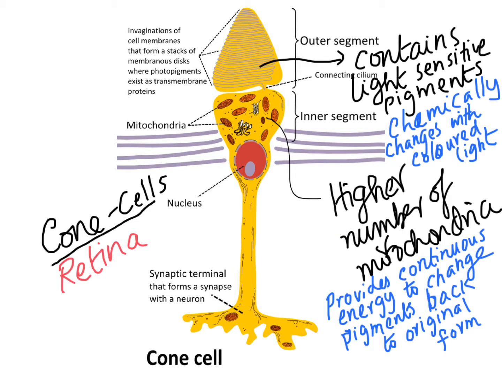We also have a higher number of mitochondria in this area to provide continuous energy to change the pigments back to their original form. So this changes chemically, and this section provides the energy to keep changing it back to its original form, and this allows us to see continuously in color.